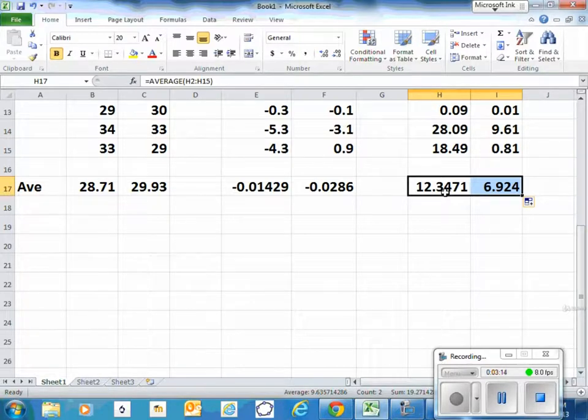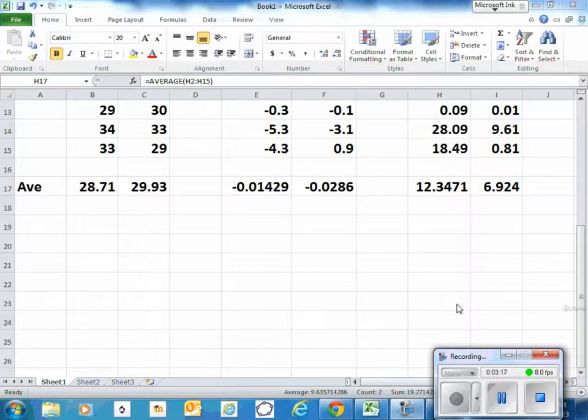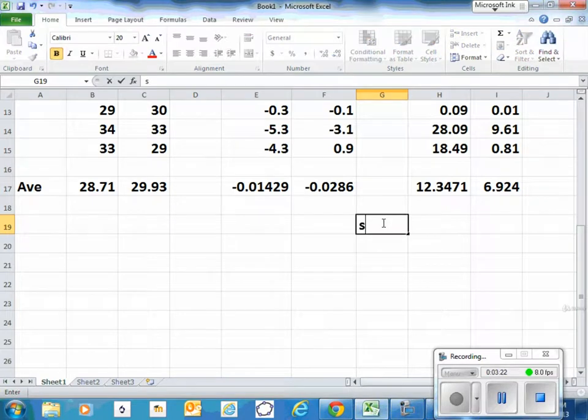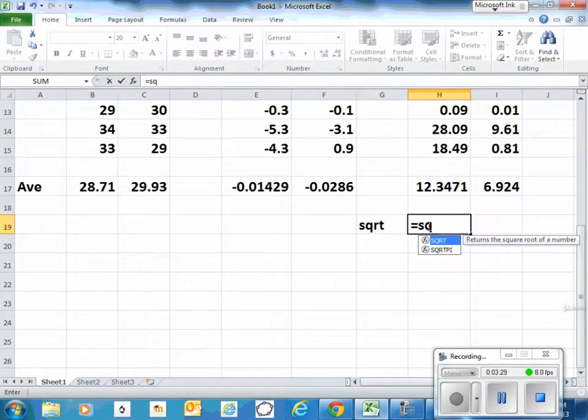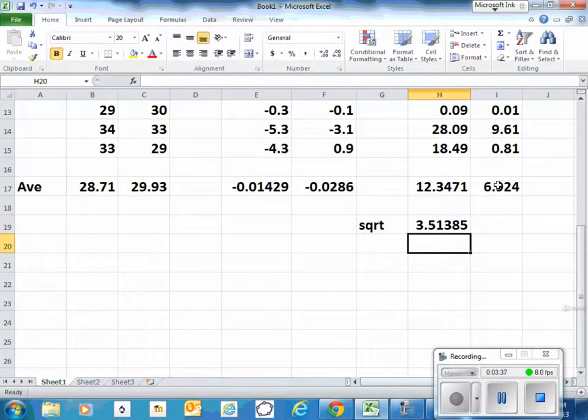then I take the square root of that. So the square root of that is 3.5. Do that for the other one as well, 2.6. So this is what we call standard deviation.